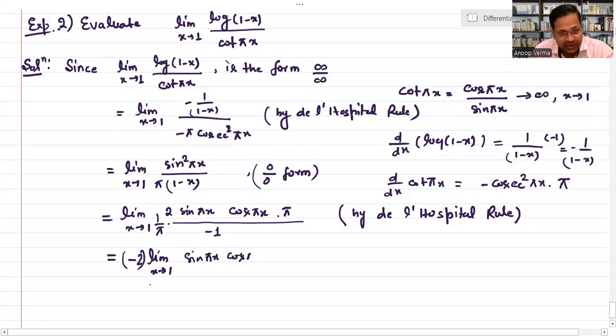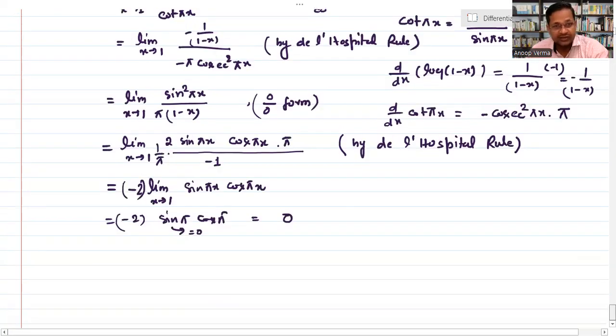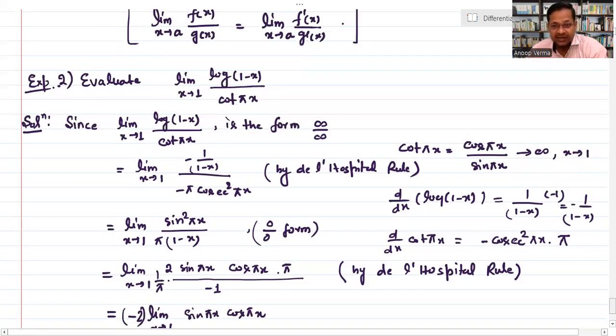When you apply the limit, you will get minus 2, and you have sine of pi, and this is cos of pi, because sine of pi is equal to 0, so this whole thing will be equal to 0. So this limit becomes 0. This limit will be equal to 0. So by using the L'Hospital rule, we are able to find its limit easily.